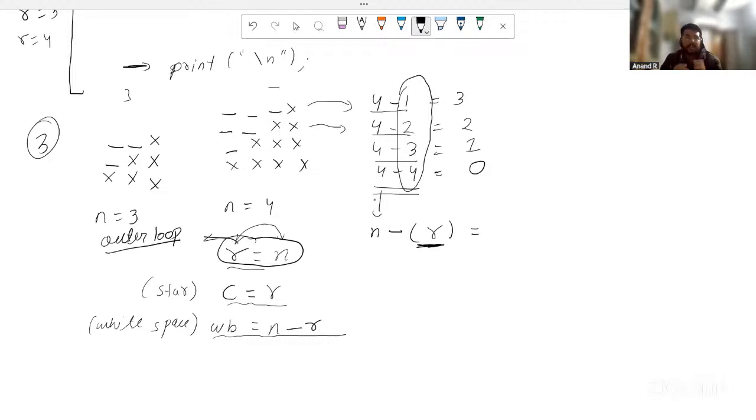And can I say that for each outer loop, I should execute two inner loops? One is to print the star and one is to print the white space. Because before moving to the next line, I have to make sure all the white spaces and all the stars are printed. Do you agree with that? Before moving to the next line, I should print the star and the white space. Now, what should I print first? Should I print white space first or should I print the star first?